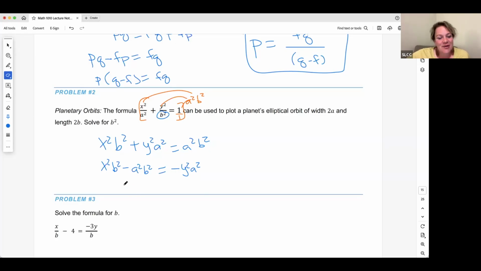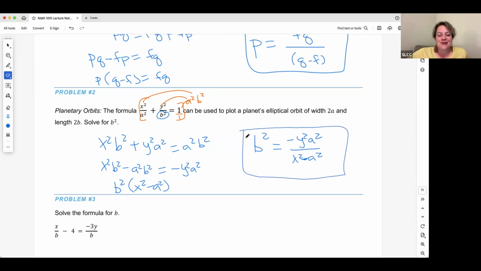Now, factor out that common term of b squared. That's what we're looking for. So take out the b squared. I'm left with x squared minus a squared. And now I can divide both sides by that. And b squared, what I'm looking for, is equal to minus y squared a squared over x squared minus a squared. Should I just divide out the a squareds? No, you can't divide unless you're multiplying. Notice I'm subtracting this a squared, so I cannot divide the a squareds. There's nothing I can do to simplify, and I'm done.